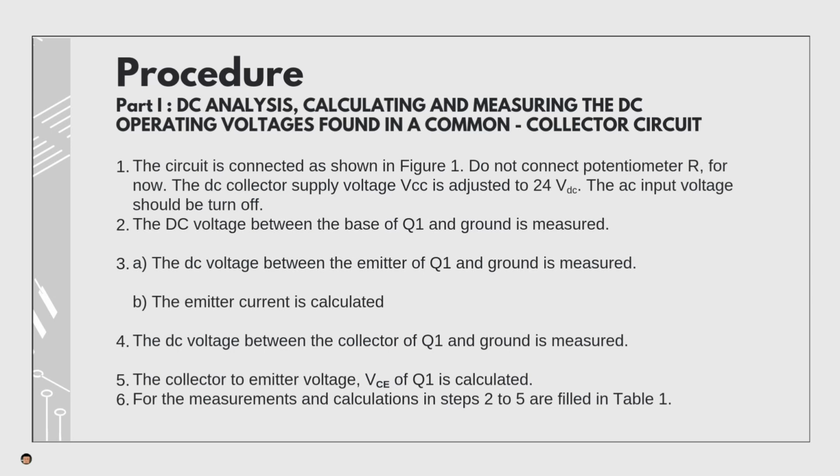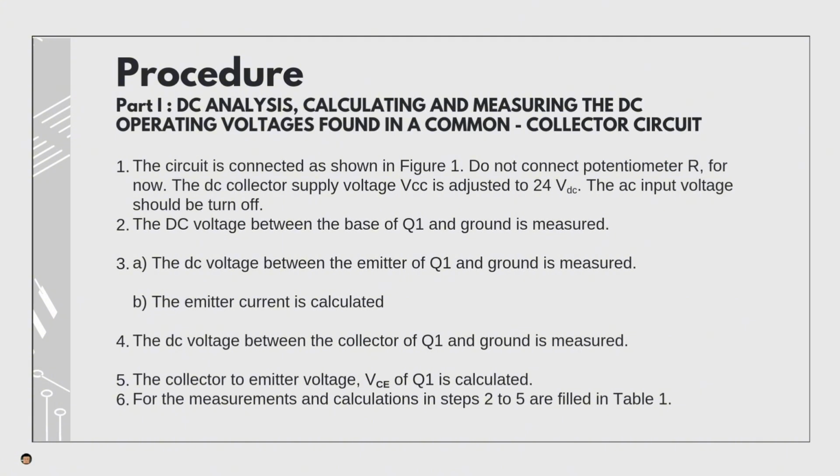For the procedure in part 1, we do the DC analysis, calculating and measuring the DC operating voltage found in a common collector circuit. First, the circuit is connected as shown in figure 1. We connect potentiometer R. For now, the DC collector supply voltage, which is VCC, is adjusted to 24 V DC. The AC input voltage should be turned off.